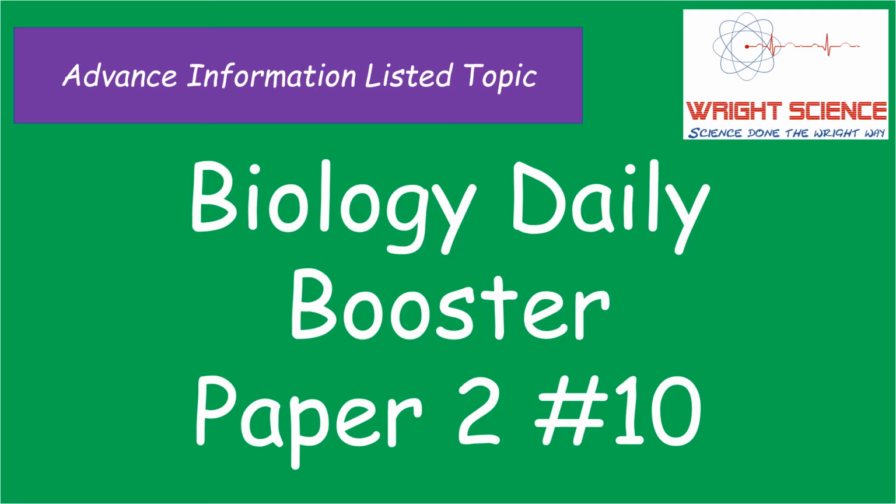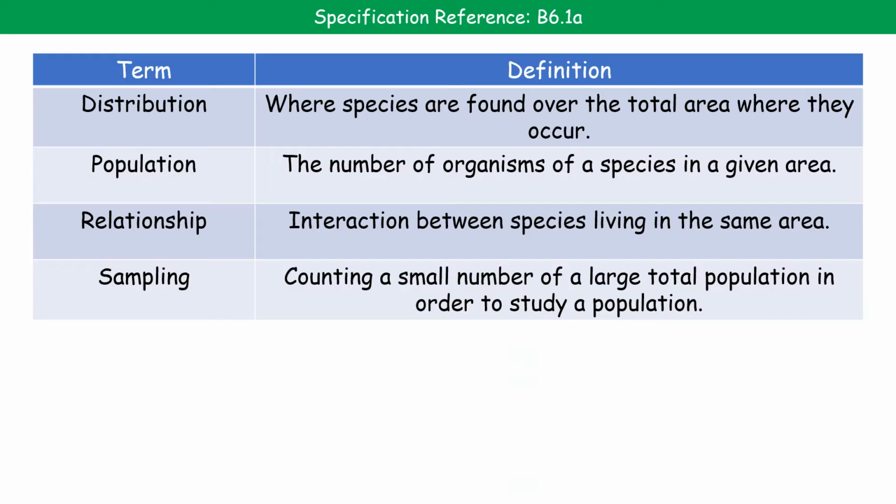This is number 10 in our Paper 2 series, and it is advanced information listed topics for both foundation biology and higher tier biology. We're going to start off on Unit 6 today. Now, the first bit of Unit 6 is looking at different sampling techniques when we're talking about going out doing ecological sampling.